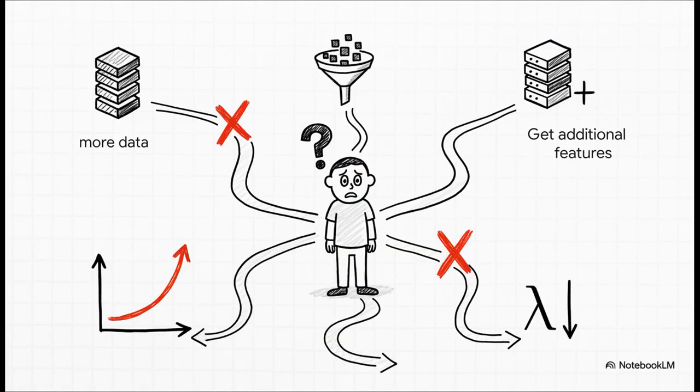You could try to get more training data. Or maybe the problem is the opposite. You've got too many features, and it's confusing the model. You could try adding more complex features, or just fiddle with a setting called regularization. The thing is, any one of these could be the right move, but if you pick the wrong one, you could waste months going down a total dead end.